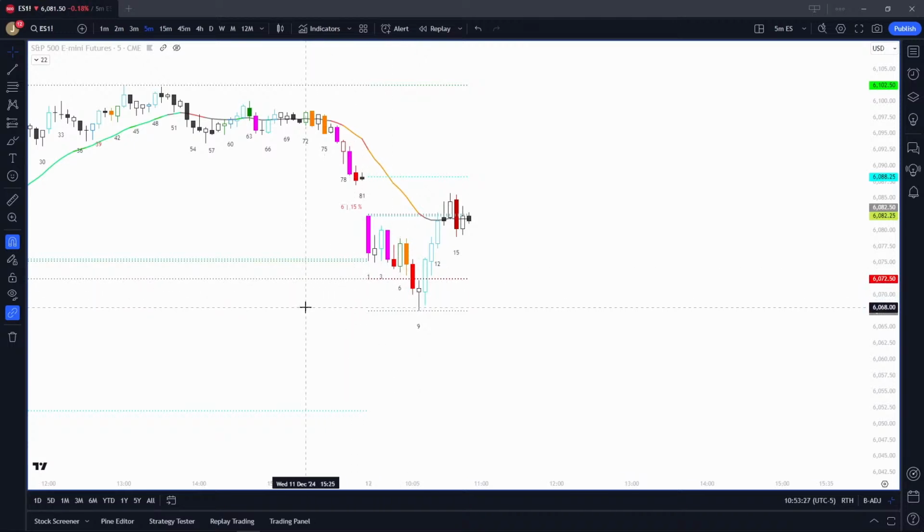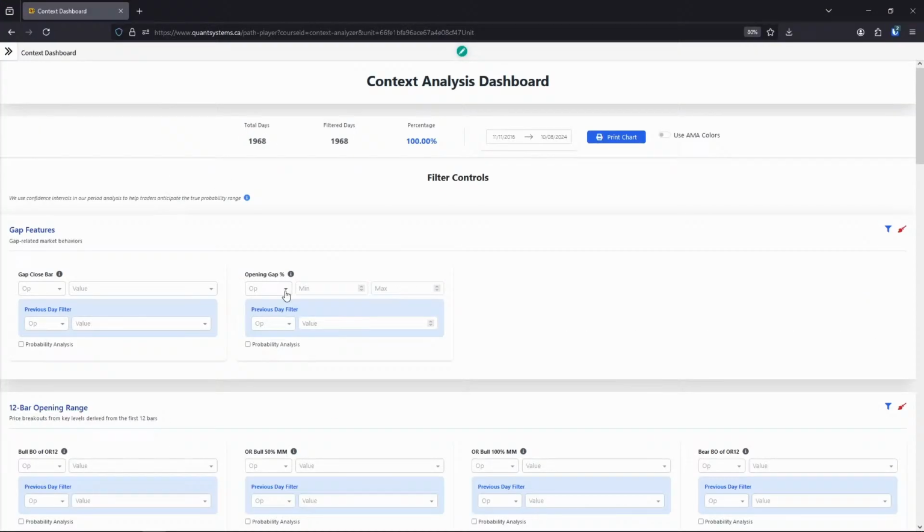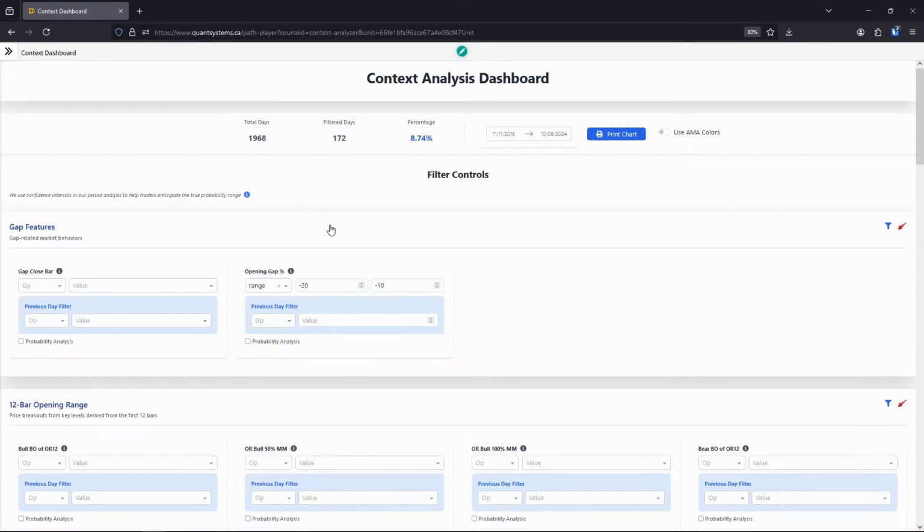Going through this exercise around the open might actually help you better prepare for the actual distribution of likely day types. So let's take a look at the context dashboard. All right, and we want to look at a range. So we want to look at a bear gap, between minus 20 and minus 10. 15 falls right in the middle of that range. And we can see what percentage of days have that size of a gap.